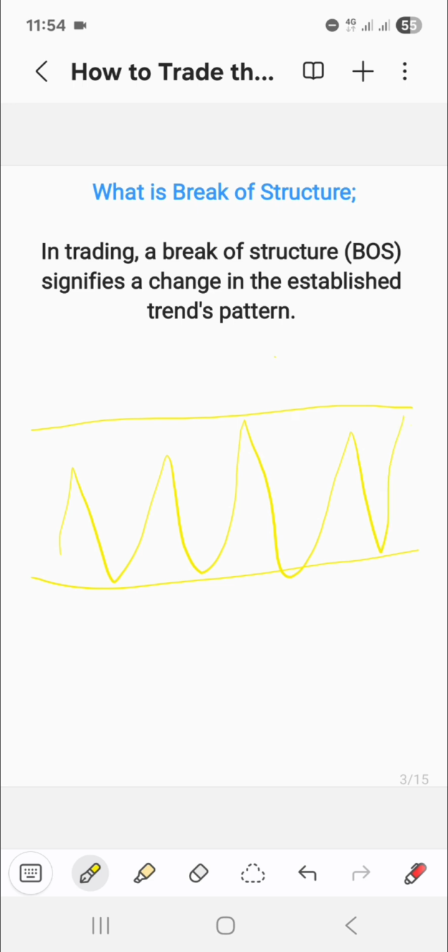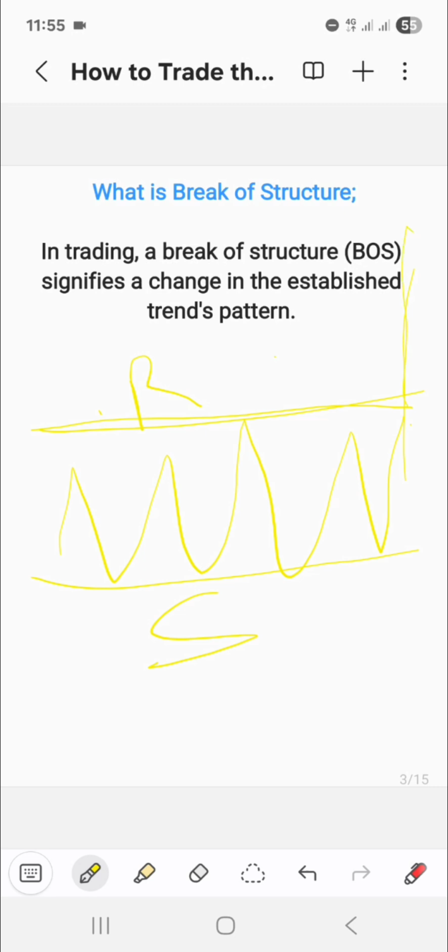Right now this is a sideways market, where you are using your resistance. This is the resistance line, and this is your support line down here. When the market breaks above this, we call it a break of structure, a break above the resistance level. Are you getting me? Resistance can be in a horizontal format, or maybe in a trend line format.